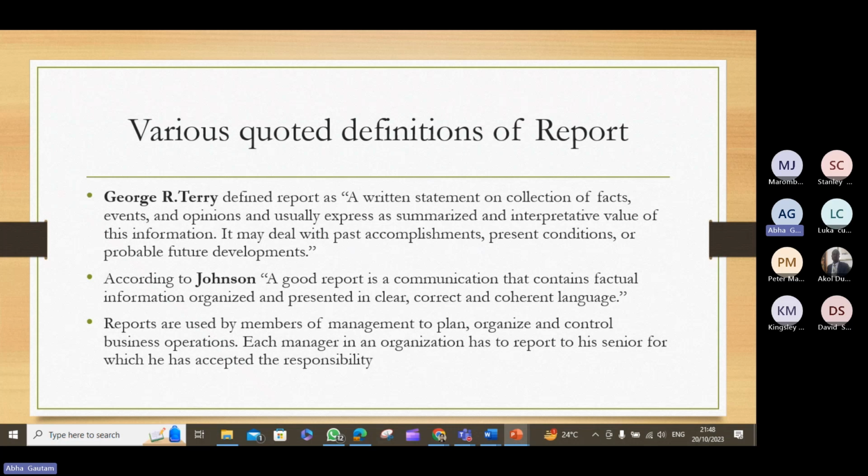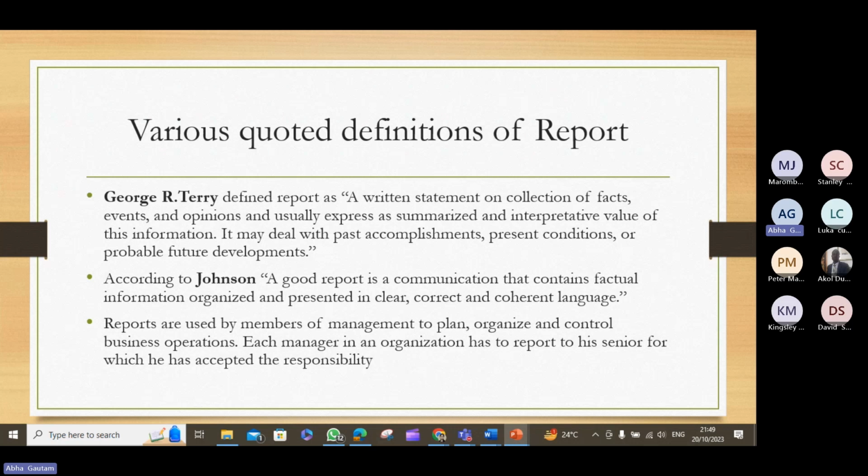Johnson says that if we want to have a good report, then it should have communication in written form, but with facts, with information which is clear, correct, and coherent, okay? So this is how we can say that reports are used by members of management to serve what purpose? To plan, to organize, to control business operations. And this is how this business report is different.